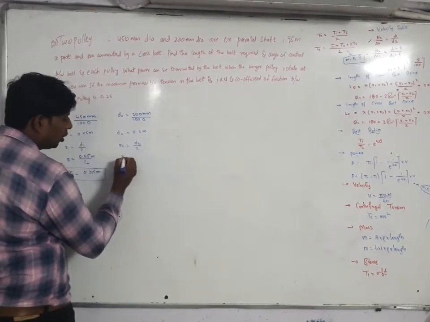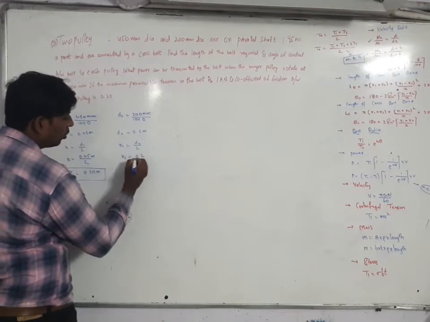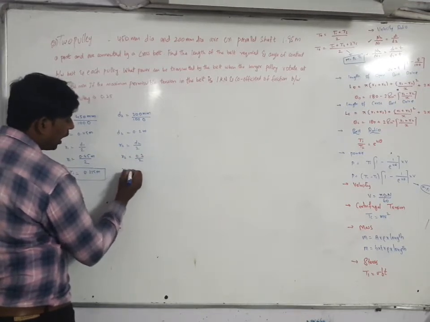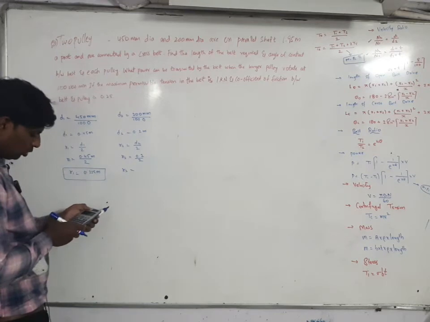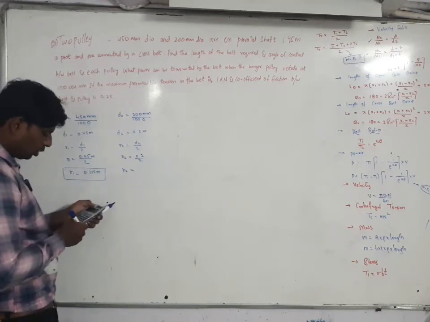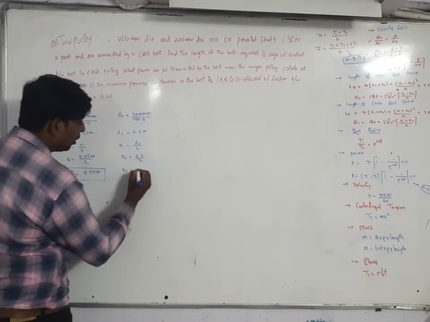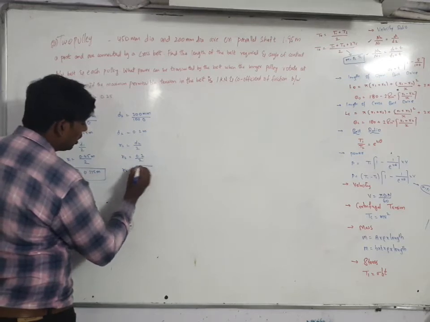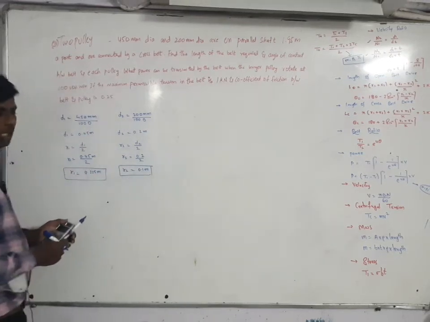Similarly, find out the value of R2. R2 is equal to 0.2 divided by 2. So how much are you getting? 0.1 meter. Here you got the value of R1 and R2.